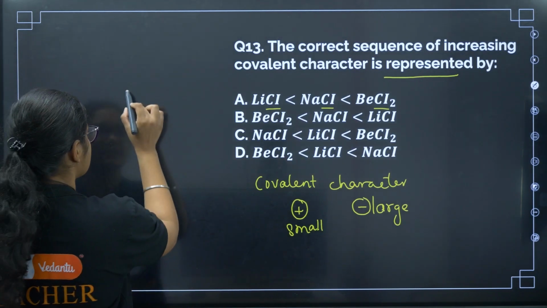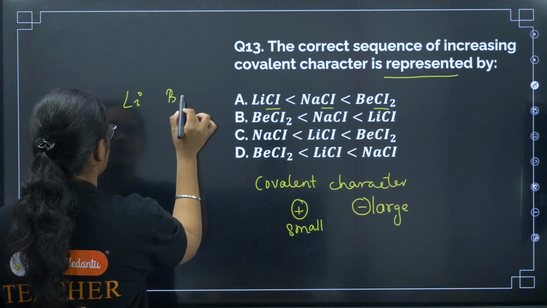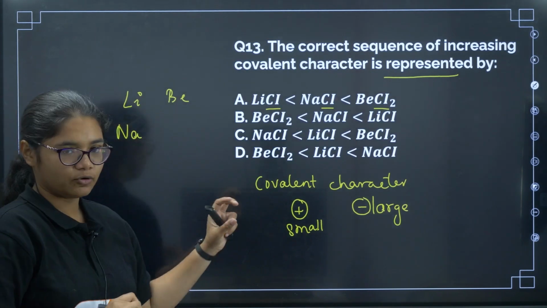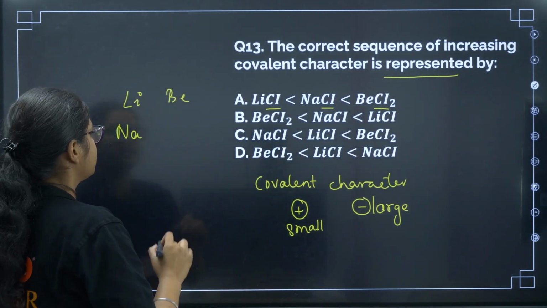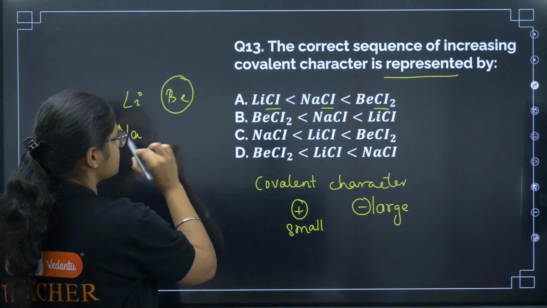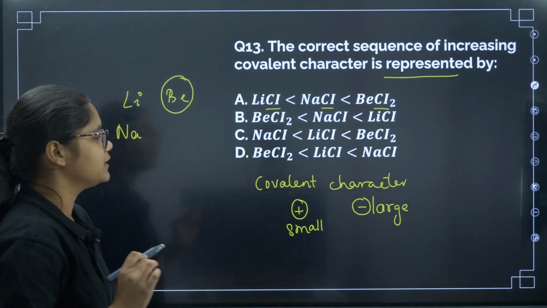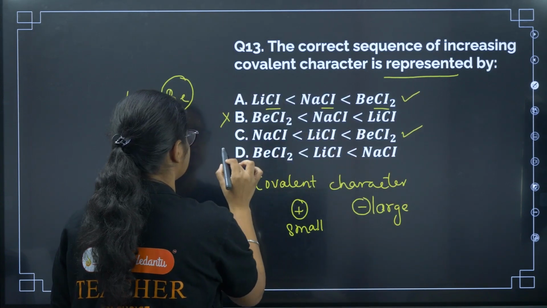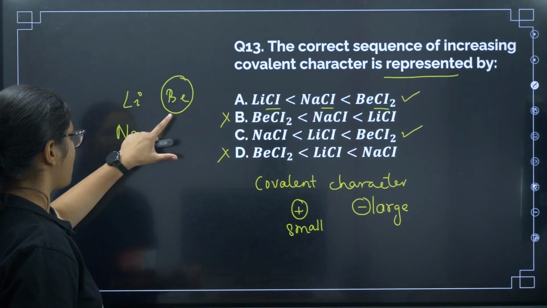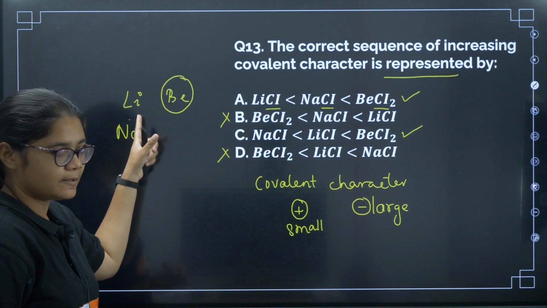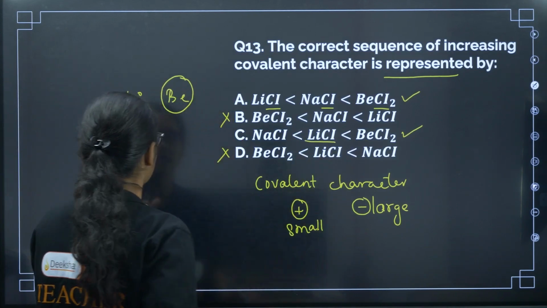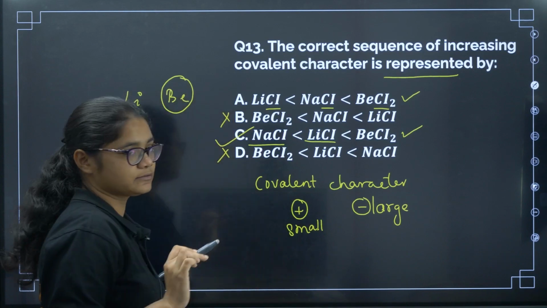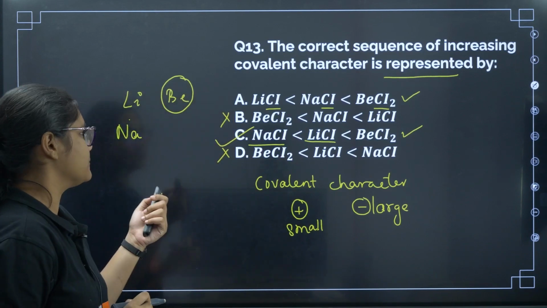In the cation part, what is there? Lithium, then beryllium and sodium, right? So the smaller the cation, the more will be the covalent character. You can see beryllium is the smallest one, so its covalent character will be the most. So BeCl2, we can eliminate these two options. Now after beryllium, what will be the size? Lithium. So next will come lithium, and the largest one will be Na. So the correct answer for this question is option number C.